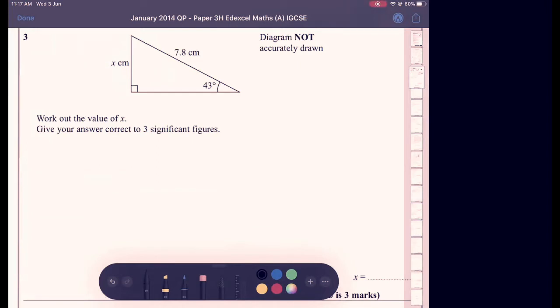So work out the value of x. Give your answer correct to 3 significant figures.